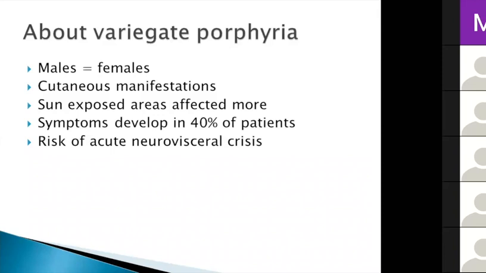It presents with photosensitivity. So patients with variegate porphyria may develop blisters once they are exposed to sunlight. They may develop scarring of the skin. They may also develop areas of necrosis as well as hyperpigmentation. These patients are at a very high risk of developing an acute neurovisceral crisis should they be exposed to triggers.